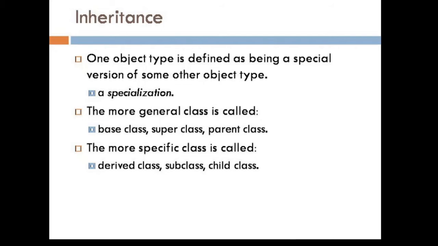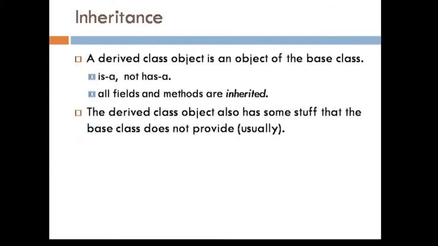Why? Because all the objects were getting derived from that class. And the more specific class is called the derived class, subclass, or child class. Like in our case, the employee was a derived class, and then there were different types of employees as well. So all the children of the employee class are also said to be derived classes, subclasses, or child classes. A derived class object is an object of the base class.